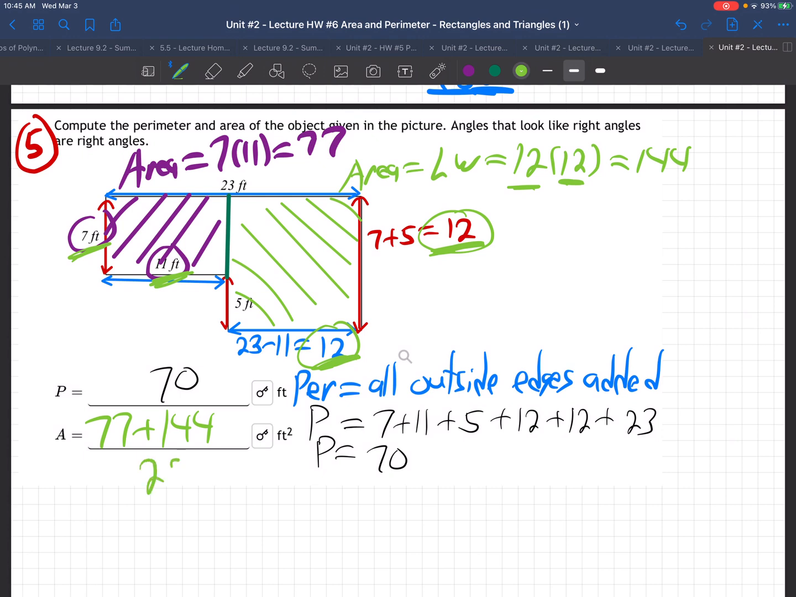What are we getting? 221. There we go. 221 square feet. We're talking about how many actual squares would fill up that area. Square feet.